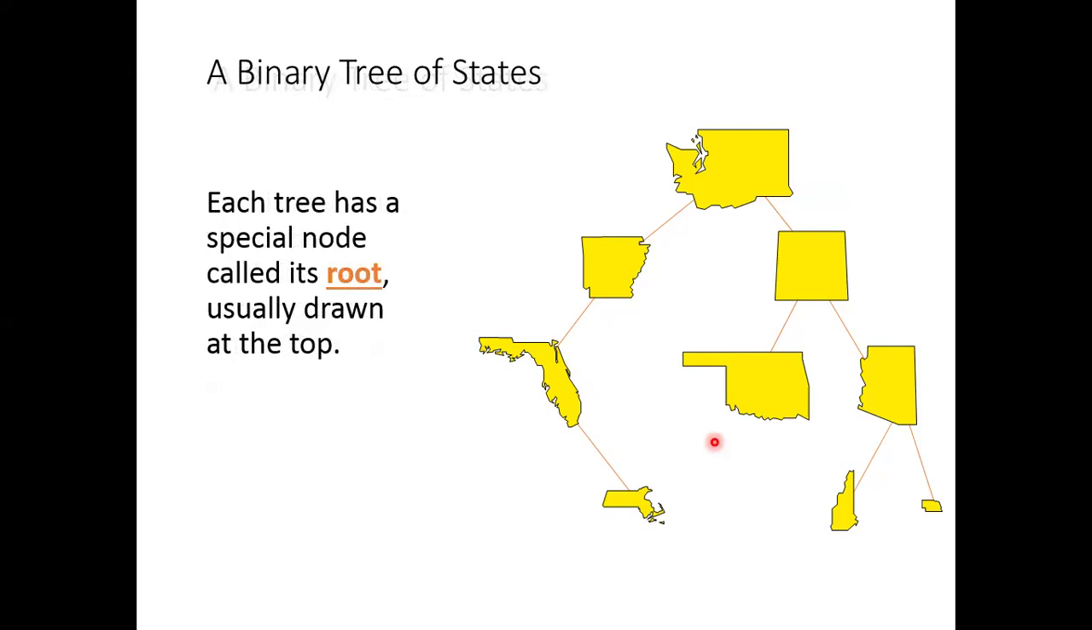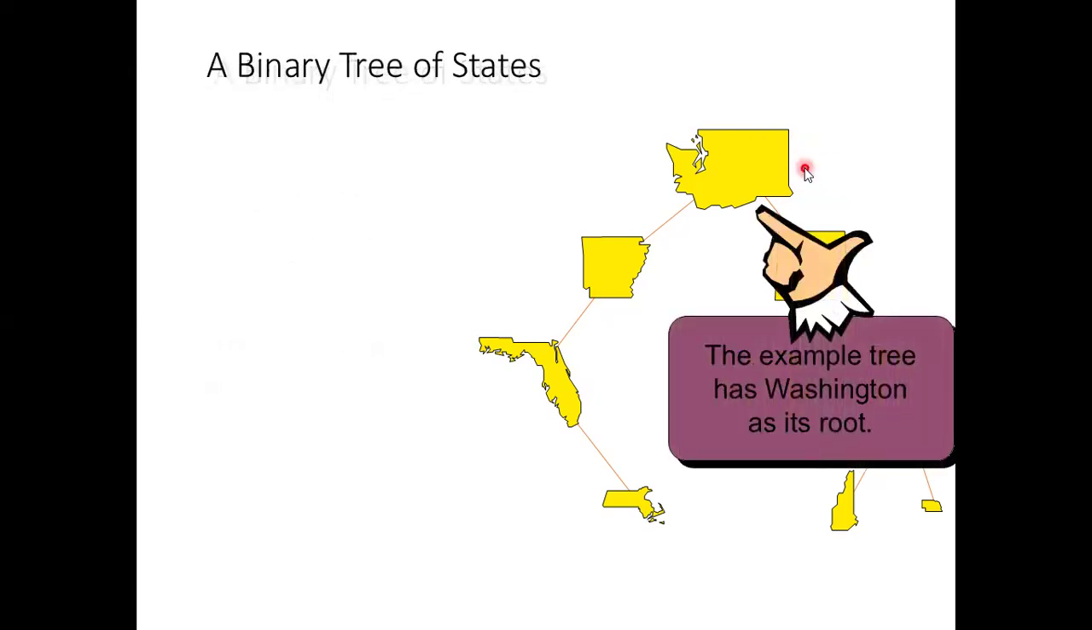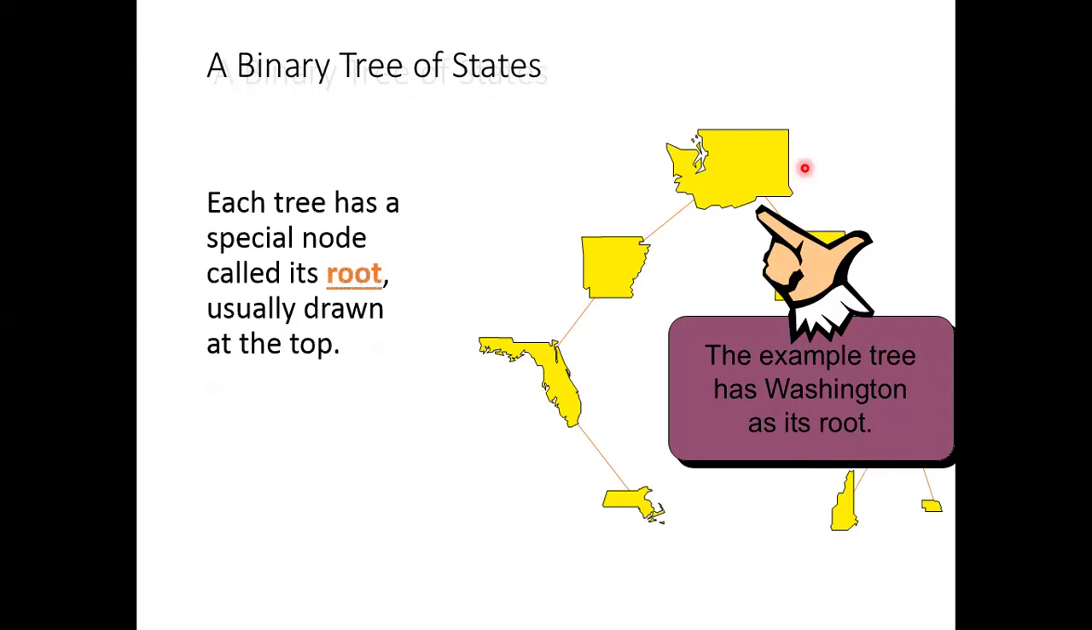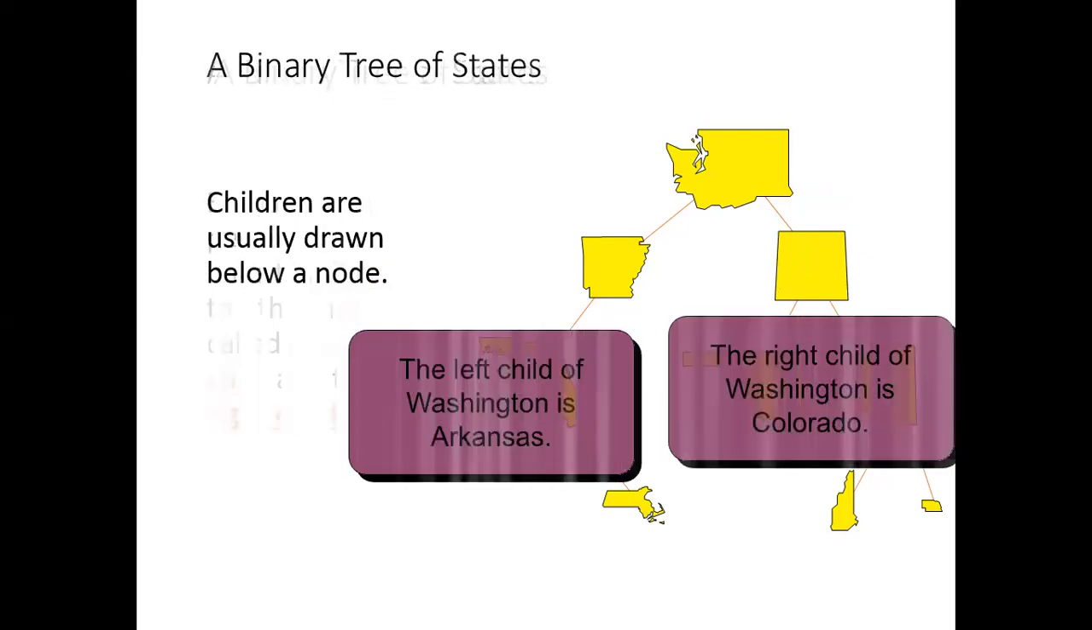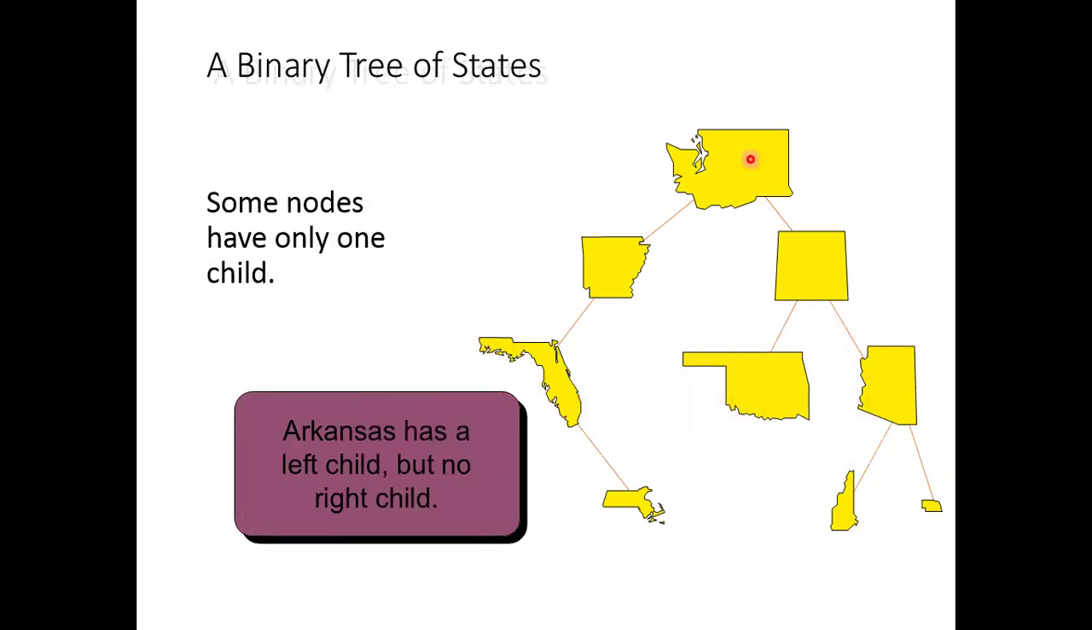Each tree has a special node called the root, usually drawn at the top. So this will be the root node. For this example, we have taken Washington as the root node. Next, that tree is further split into a left child and a right child. Washington is the root node, the left child of Washington is Arkansas, and the right child is Colorado. Further, that will have a left child but does not have a right child.